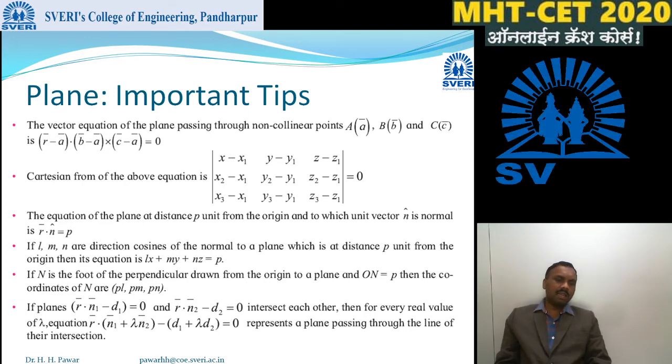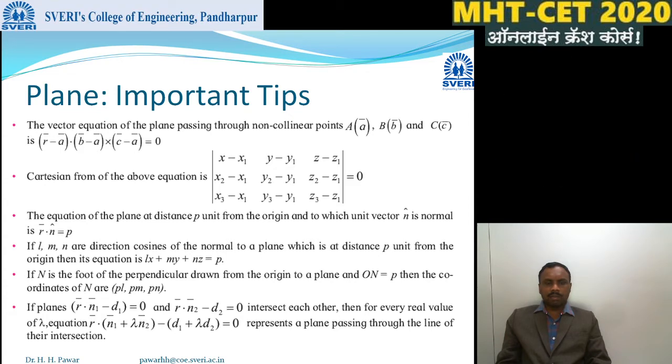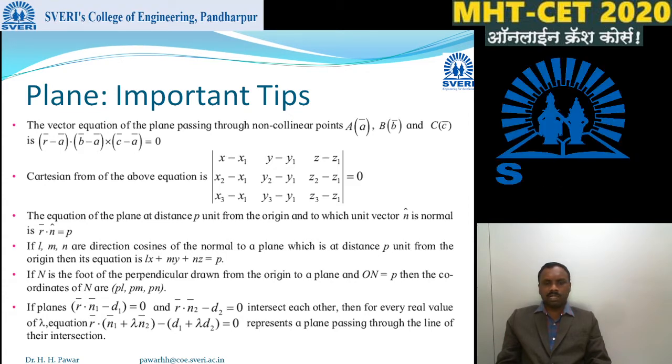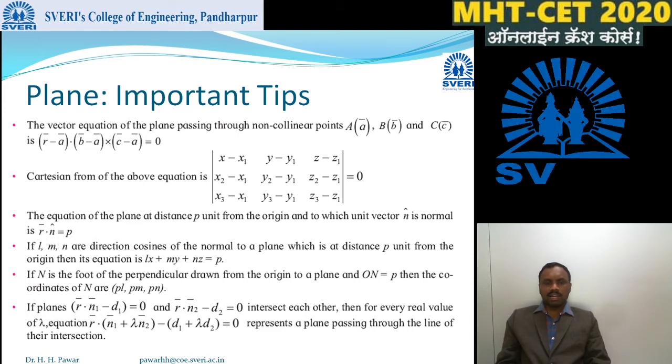Next one is, if planes r bar dot n1 bar minus d1 equal to 0 and r bar dot n2 bar minus d2 equal to 0 intersect each other, then for every real value of lambda, equation r bar dot (n1 plus lambda n2) minus (d1 plus lambda d2) equal to 0 represents a plane passing through the line of their intersection.